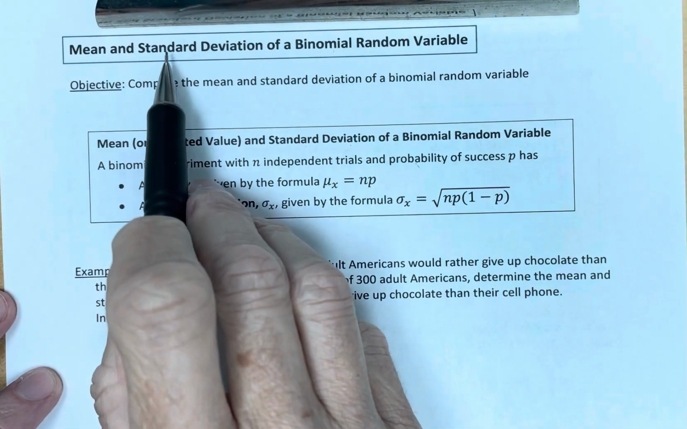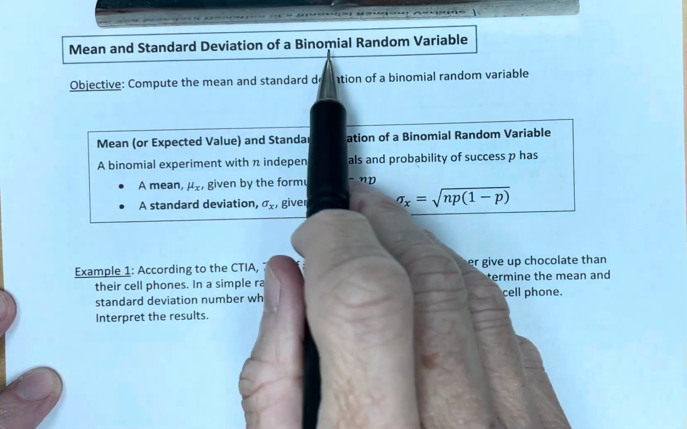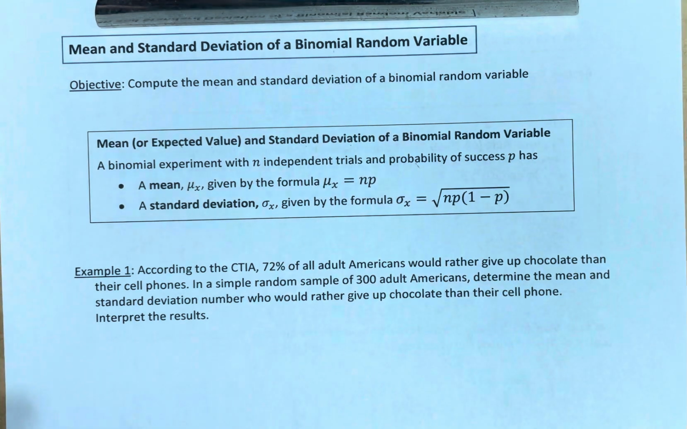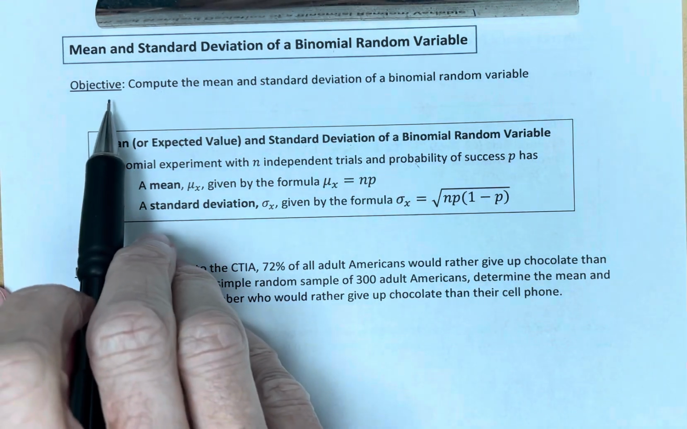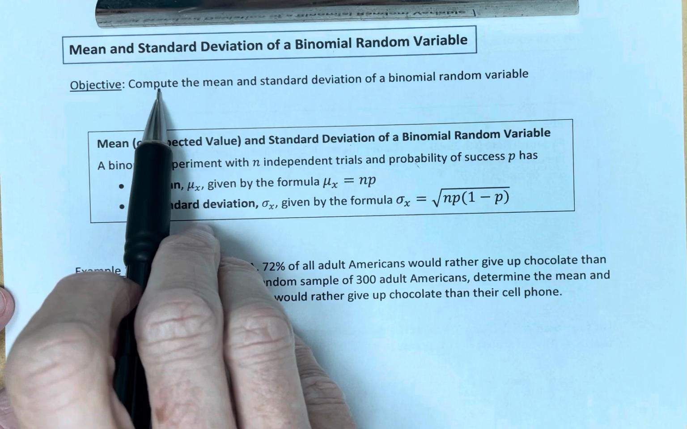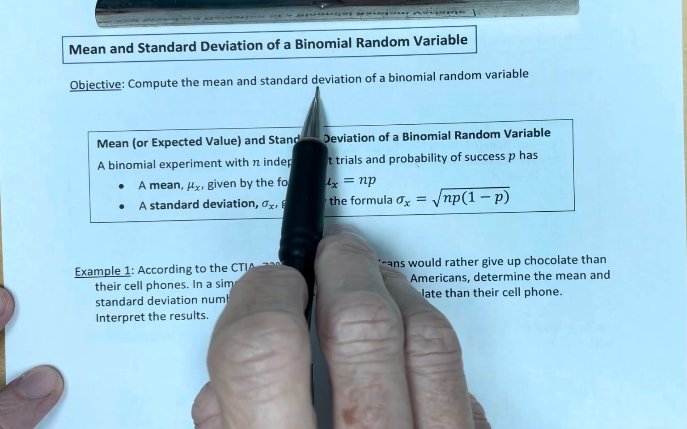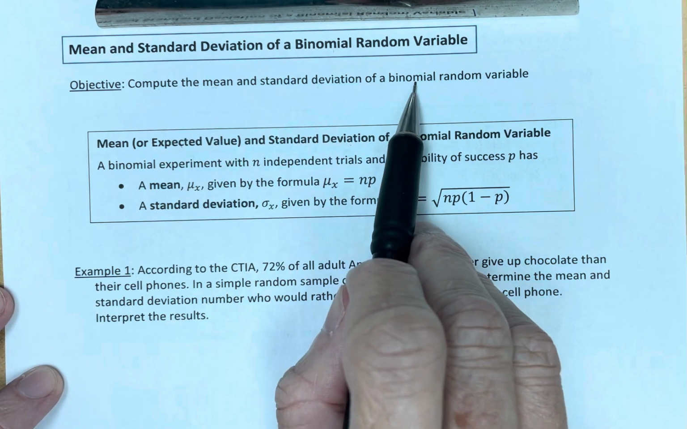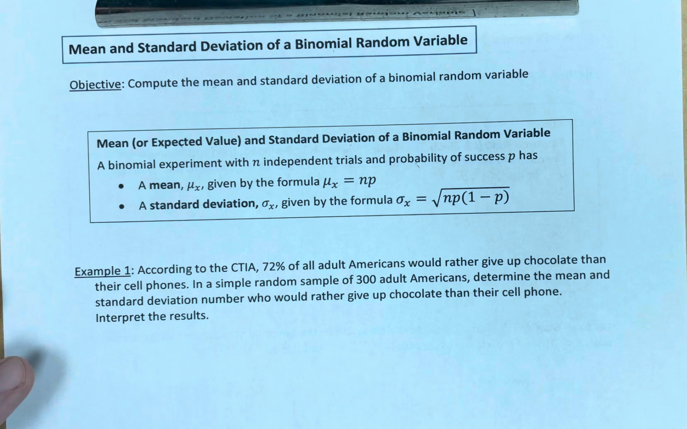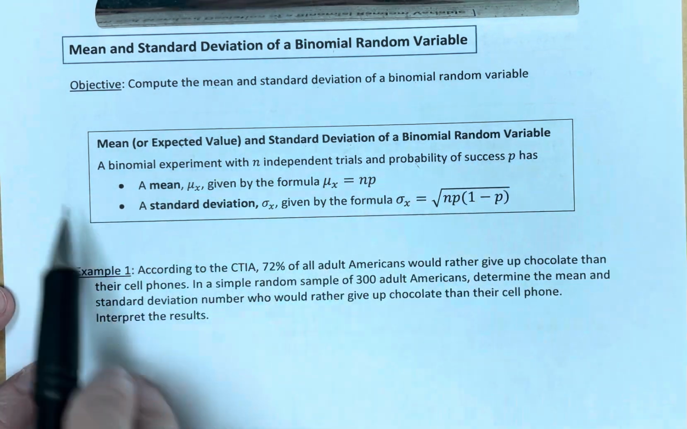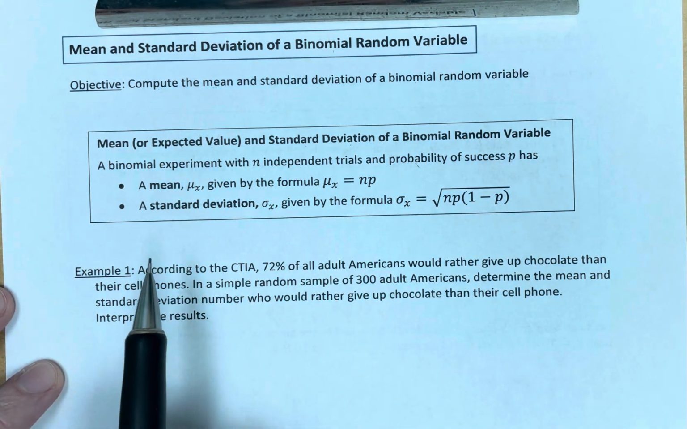Mean and standard deviation of a binomial random variable. Our objective, same thing. We want to compute the mean and the standard deviation of a binomial random variable. So how are we going to do that? Well, we have the formulas right here in the box.